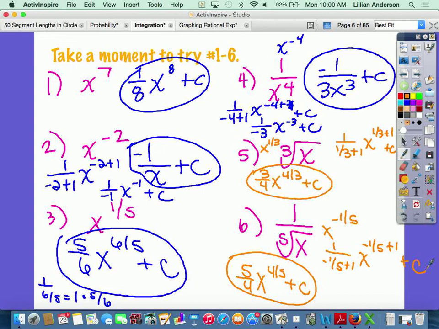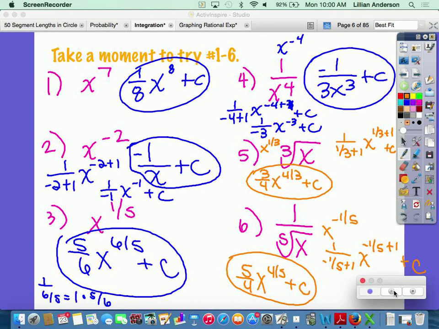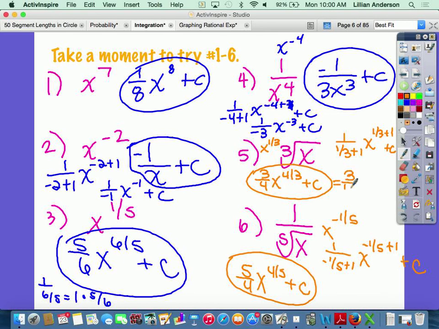Questions on using that common rule to take the antiderivative? If you have a fraction as an exponent, do you have to put it back in its original form? You could. However, this would be an acceptable answer as well. So yes, 3/4. What root would this be? 3. The cube root of x to the 4th plus c is also an acceptable answer. However, yes, the rational exponent form is acceptable as well. That's a good question. Other questions? Okay. All right. Moving forward.